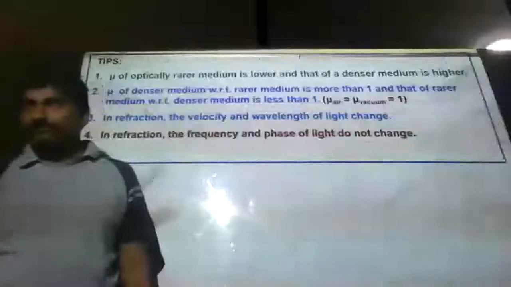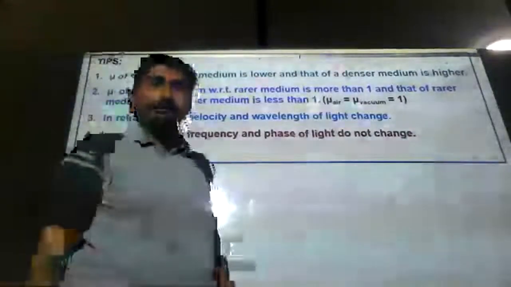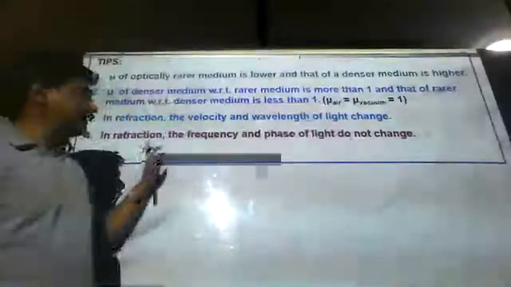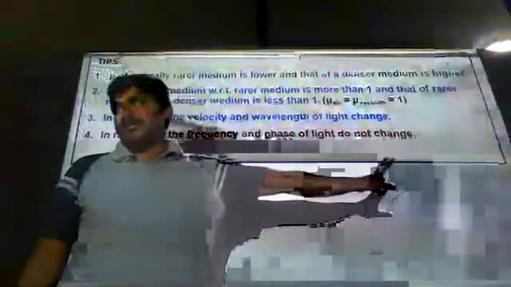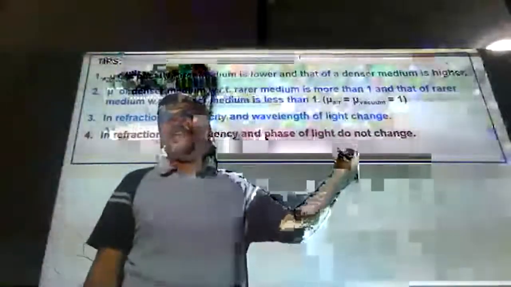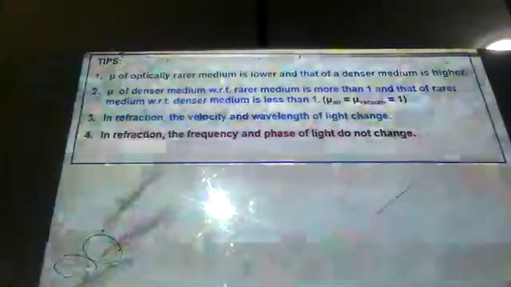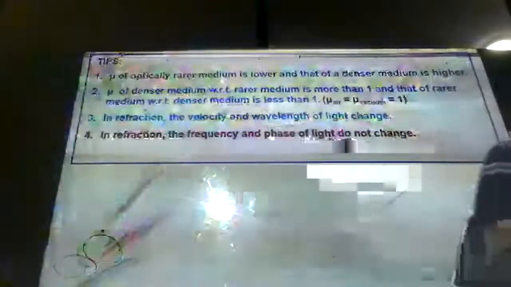Why does the velocity of light change? Because of the optical density of the medium. Now, in refraction, the frequency and phase of light do not change. As I said, only the wavelength as well as the velocity of light change, whereas the frequency will not change and the phase also will not change. What is the phase here? Can anyone say? Remember, the direction or motion of the wave describes the phase.